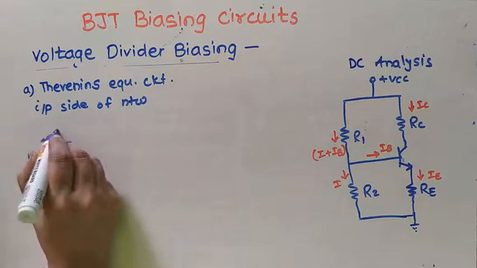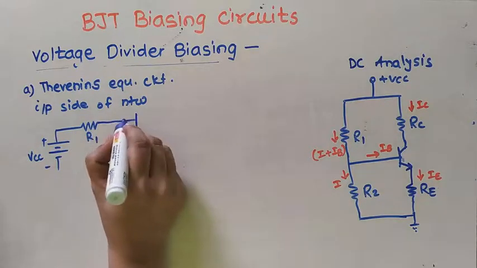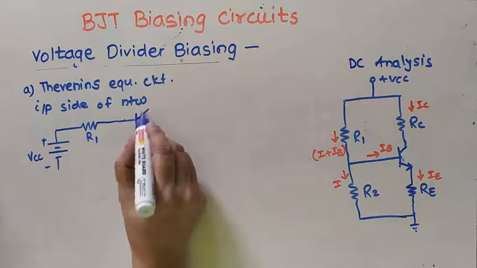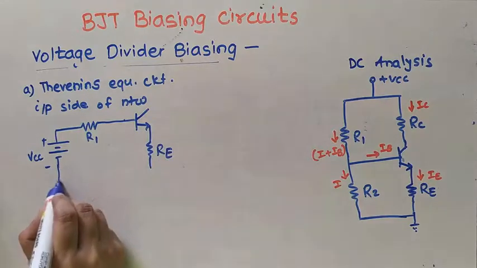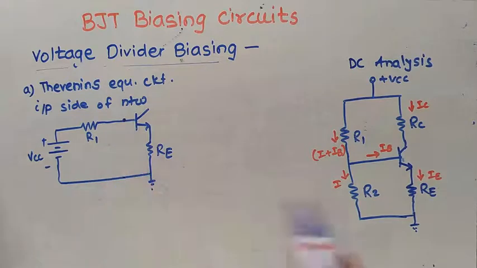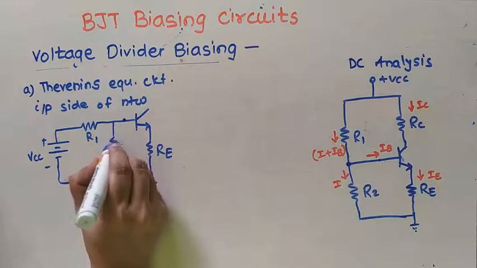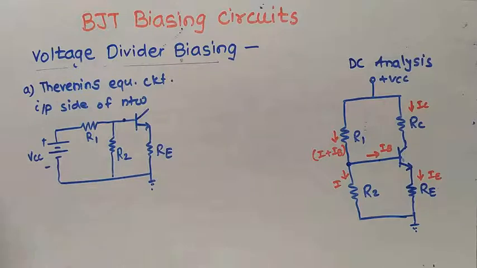VCC, and at VCC the resistor R1 is connected between base and VCC. At the emitter we have RE, which is grounded like this. Between the base and the ground terminal, resistor R2 is connected, so we can draw resistor R2 at this location. This is the input side of the network, and with its help we have to draw the Thevenin's equivalent circuit.